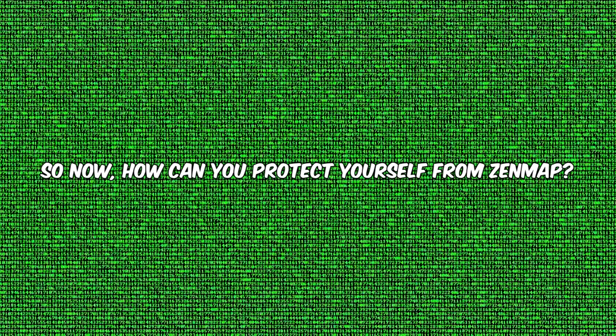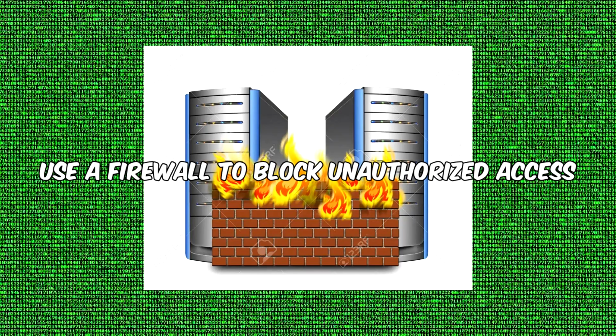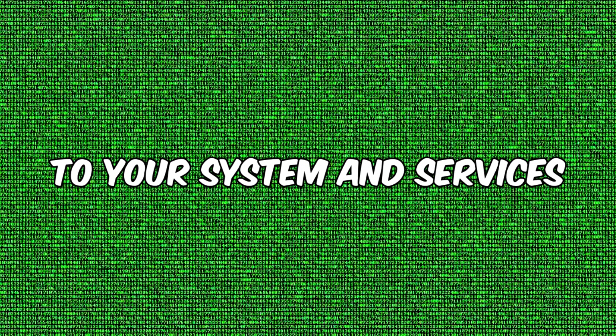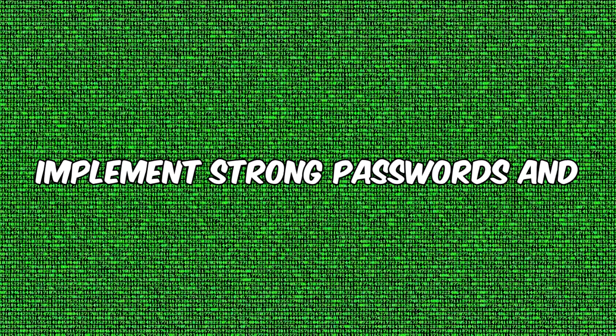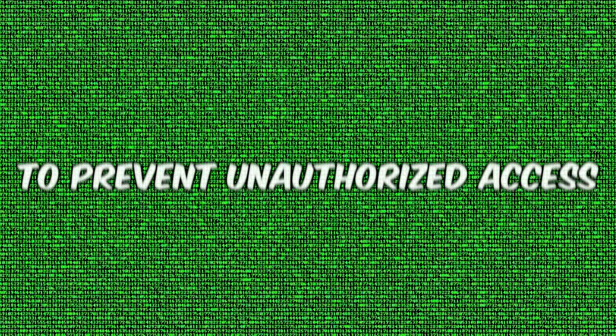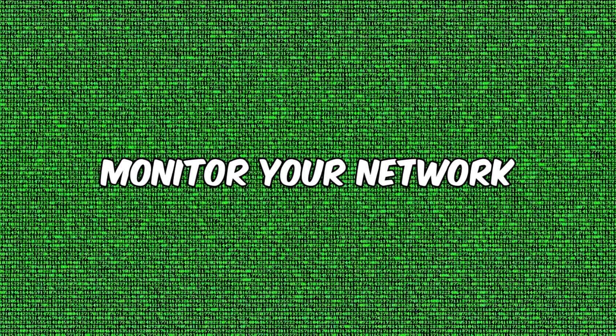So now, how can you protect yourself from Zenmap? First of all, use a firewall to block unauthorized access to your system and services. Second, implement strong passwords and multi-factor authentication to prevent unauthorized access. Third, monitor your network for unusual activity and investigate any suspicious behavior. Fourth, limit the amount of information that can be discovered about your network by hiding or blocking unnecessary services and ports.